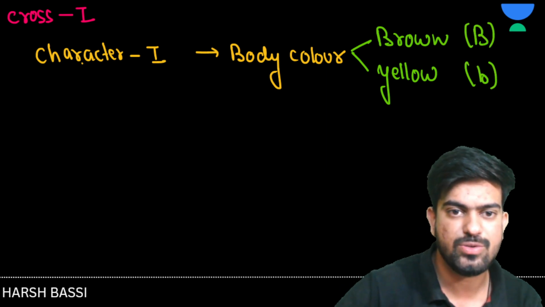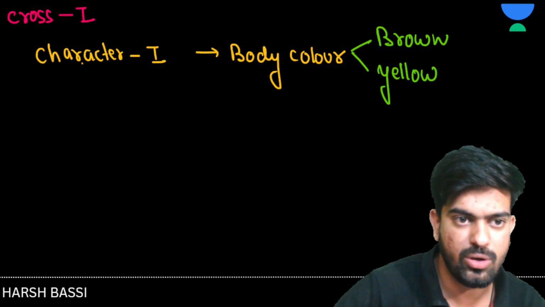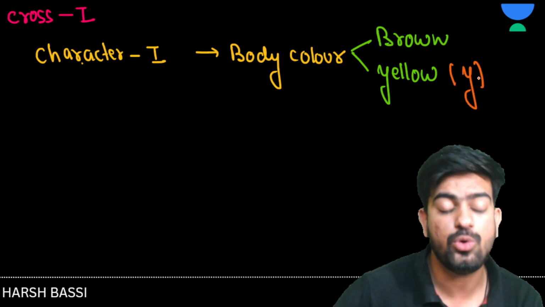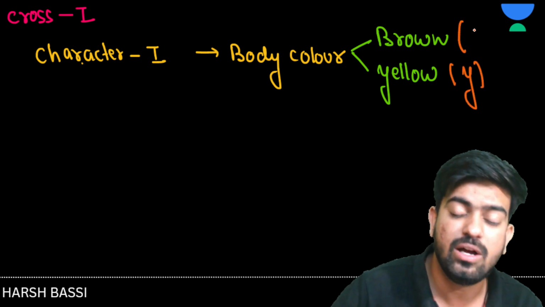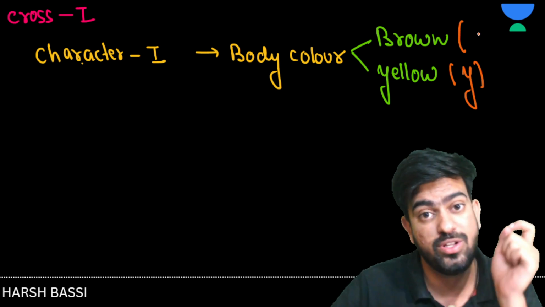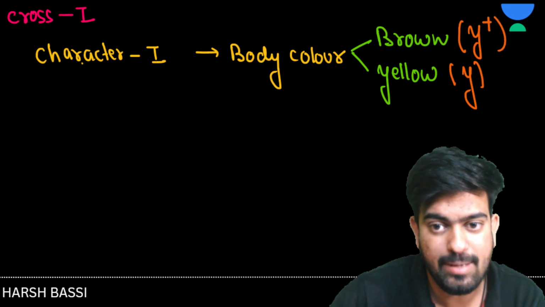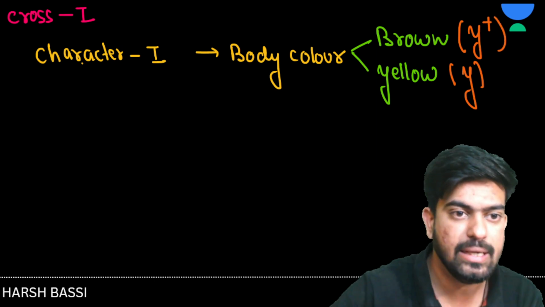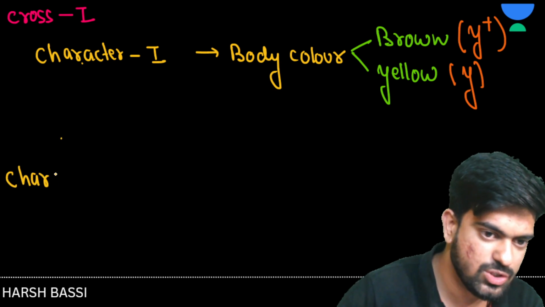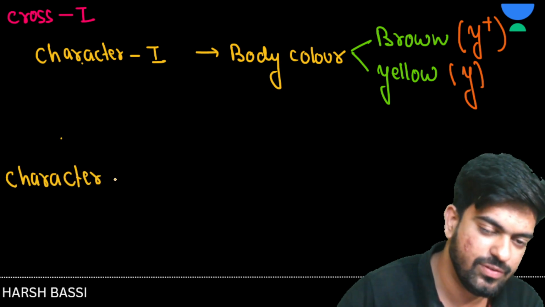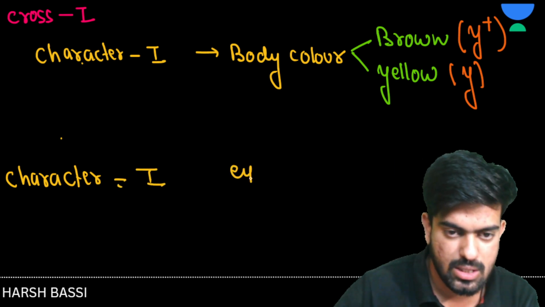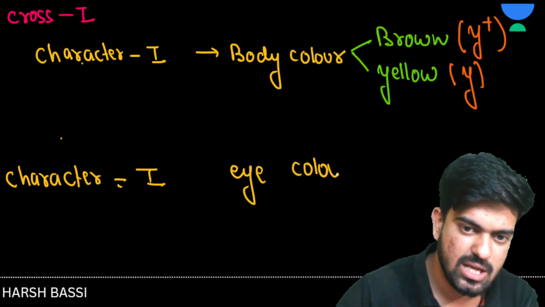Rather, we're going to write the letter of the recessive character, and if we have to show the dominant character, we are going to use the same letter that we use for the recessive character, but we will add a plus sign. Now after this, Morgan chose the second character also. In cross 1, he chose the second character as well. And what is the second character? The second character was eye color.